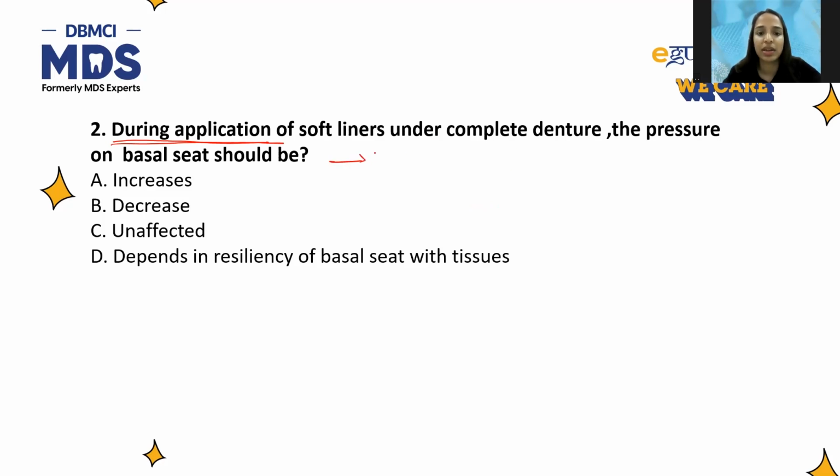Now, this here is a repeat question. It has been asked before and it is there in our question bank also. The correct answer is unaffected. Now, the role of soft liner is that for all of the tissues that are abused, or where you see the support is minimal, or the soft tissue over it is friable in nature, or the ridge is knife edge, in all of these situations, when we want a cushioning effect under a denture, we use a soft liner.